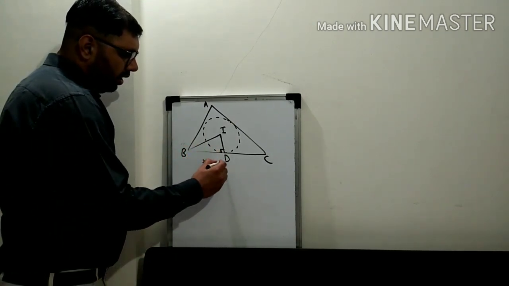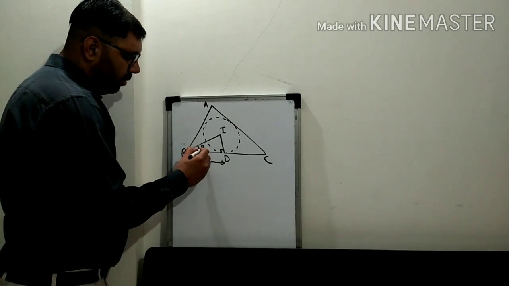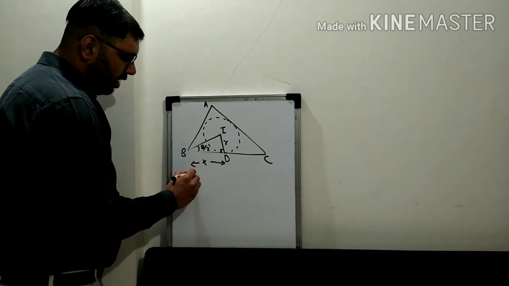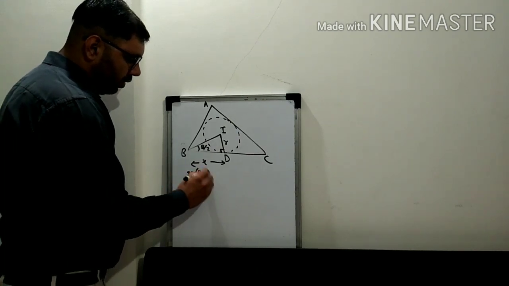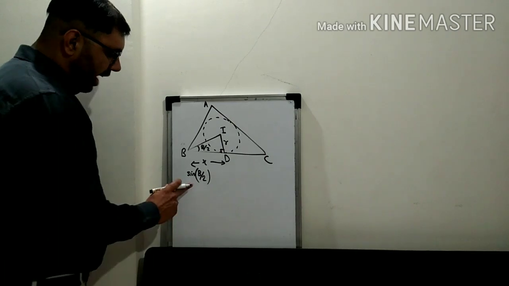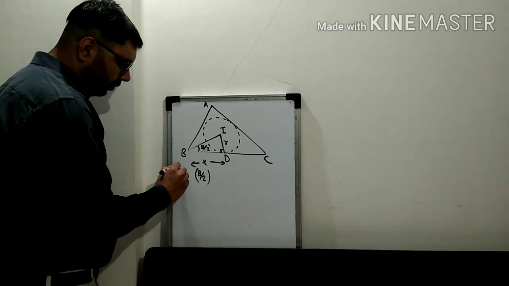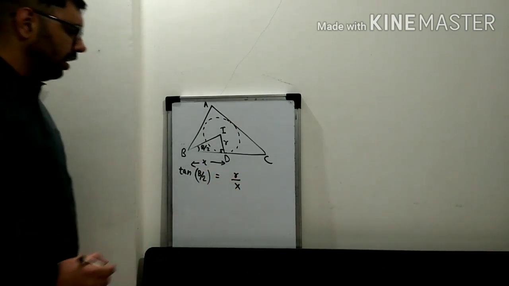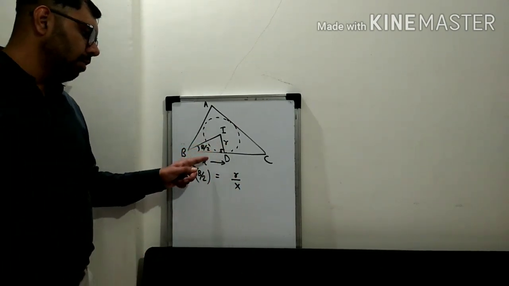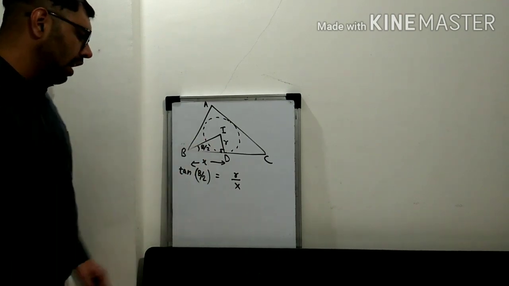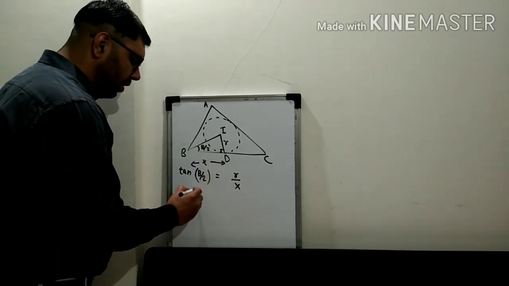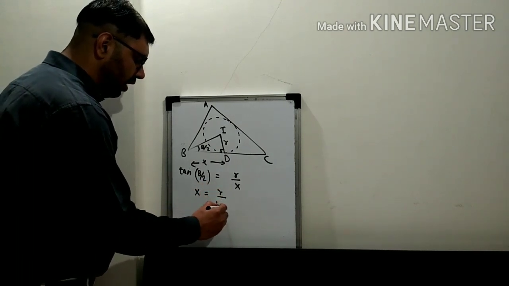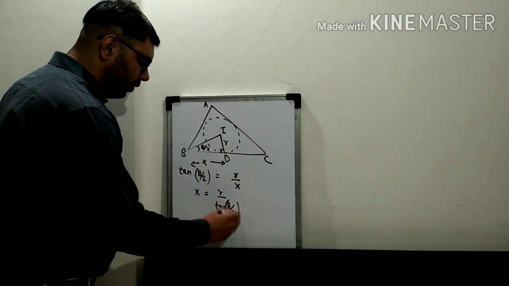Suppose I am taking this length as x, this angle will be B by 2 because this is the angle bisector, and this will be small r. So tan of B by 2 will become r by x. Correct? Tan theta is perpendicular upon base, so tan of B by 2 is equal to r by x. Which means if I am interested in finding x, x will become r upon tan of B by 2.